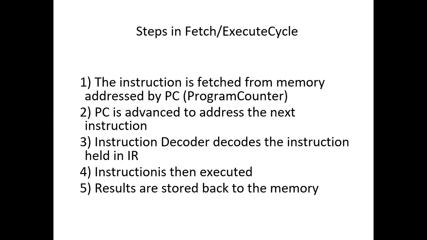The instruction is fetched from memory addressed by the program counter. The program counter is advanced to address the next instruction. The instruction decoder decodes the instruction held in the IR, the instruction register. The instruction is then executed. Finally, results are stored back to memory. These are all the steps of the fetch and execute cycle. The above process is repeated until the complete set of instructions is fetched.